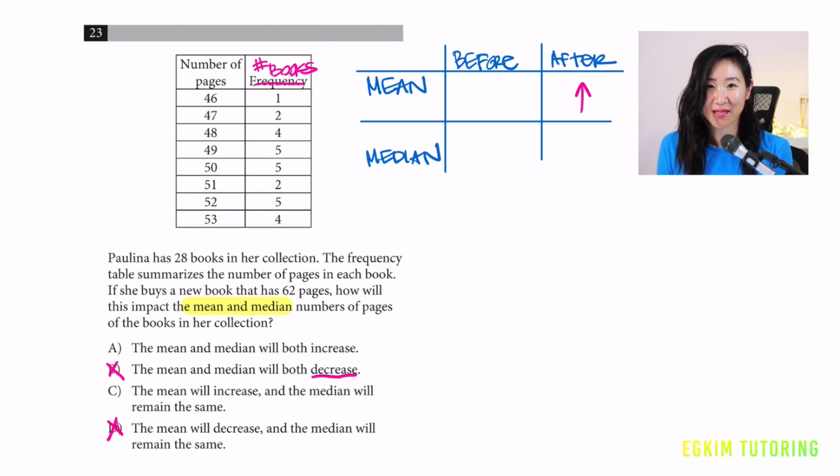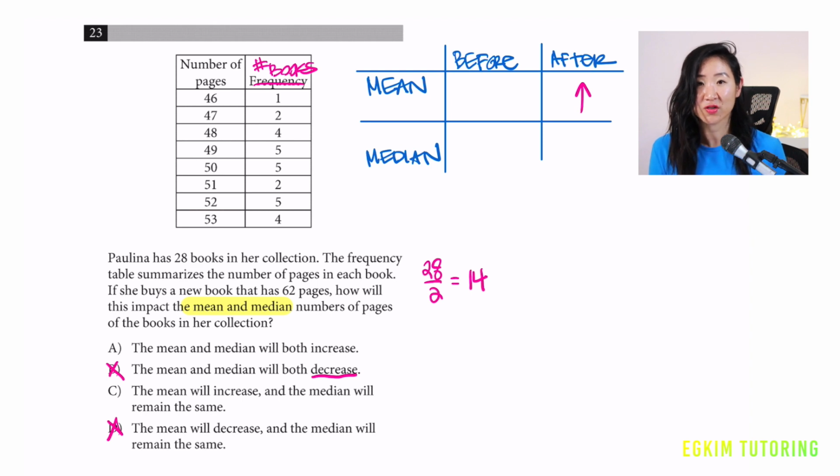Let's move on to the median. Median means the middle data point once you've ordered your data set from low to high. You can locate the median by dividing the number of books you have by 2. Before you had the new book, we had 28 books. So let's divide 28 by 2 and you get 14. When you have an even number of values in your data set, the median is actually going to be the middle two numbers. So in this case, you have to find the number of pages not only for your 14th book, but also for your 15th book, and then calculate the average between those two pages.